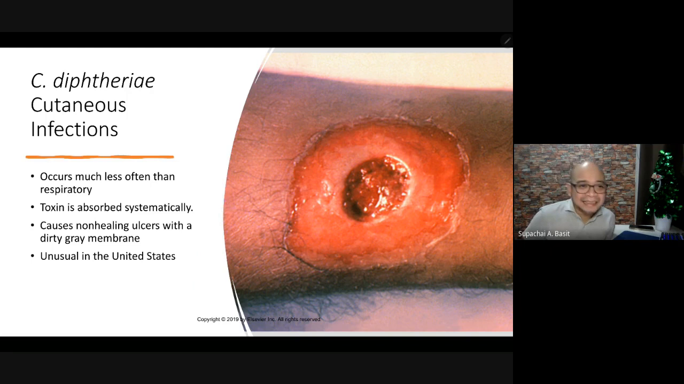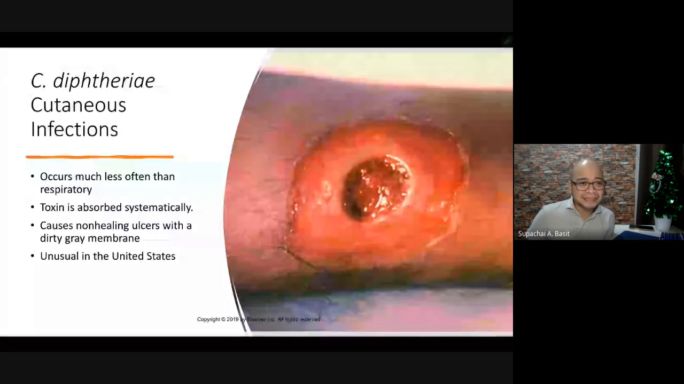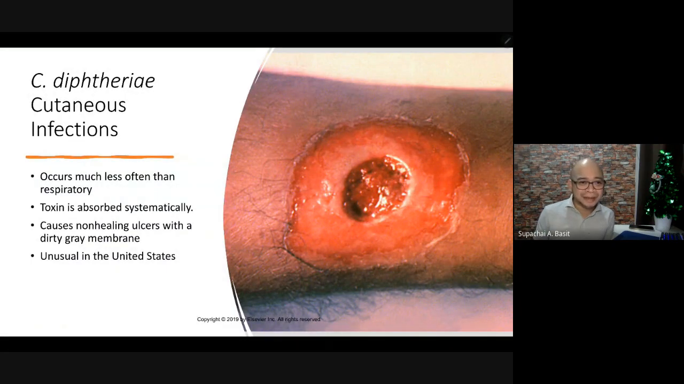There's also a chance of children or people getting cutaneous infection. It occurs much less often than respiratory. It happens when the toxin is absorbed systemically and goes to the cutaneous area. There would be a non-healing ulcer with a dirty gray membrane. It is not usual in developed countries such as the United States, but I think in the Philippines we have also minimized Corynebacterium diphtheriae because of our very good campaign with the vaccine.